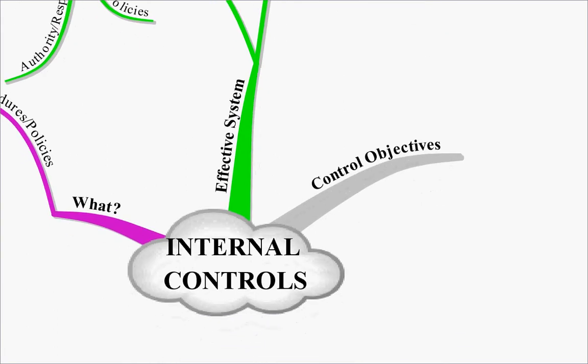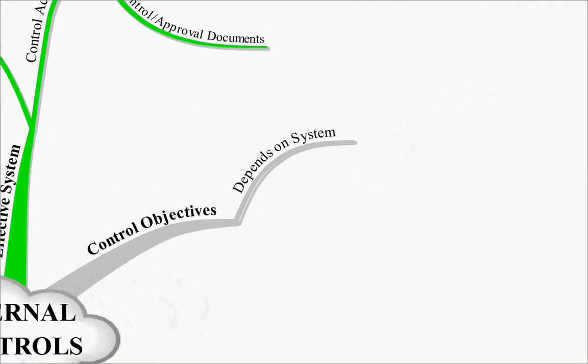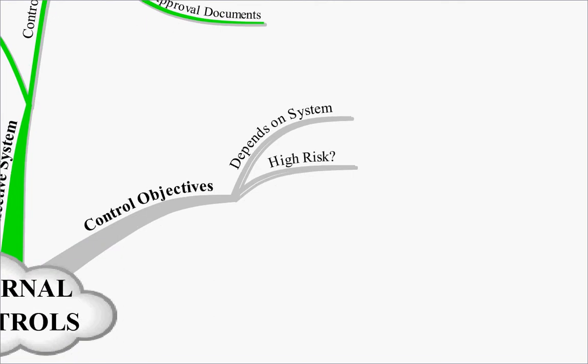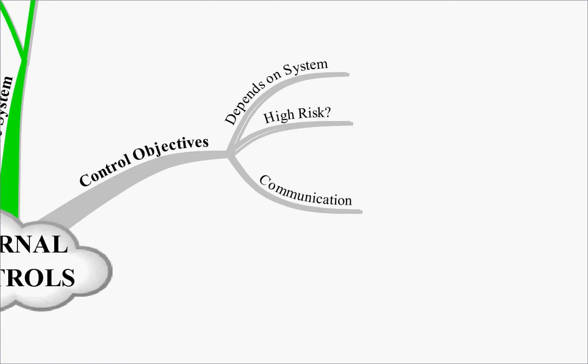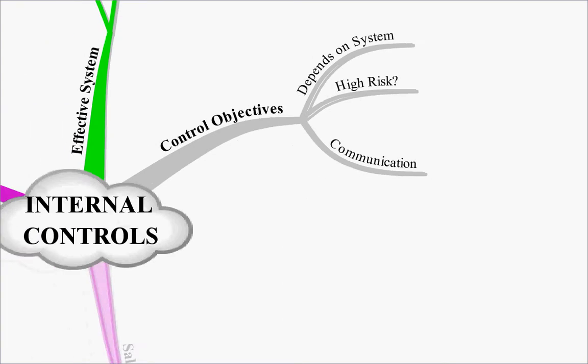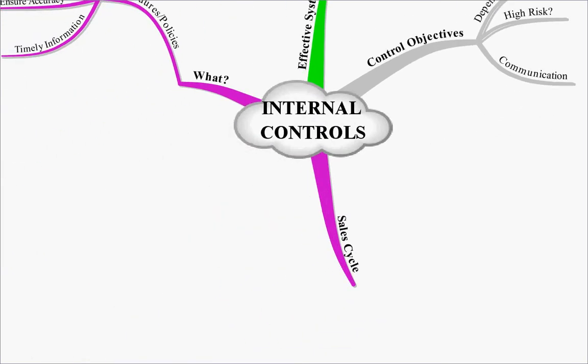So control objectives then, well, these depend on the system. If the system is high risk, there's going to be different objectives from a low risk system, and there's got to be communication of these objectives throughout the organisation. So what we're going to do now is look at various cycles, and we're going to identify the control objectives and the control procedures in place to achieve those objectives. First cycle we're going to look at is the sales cycle.